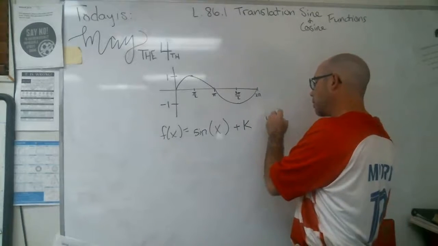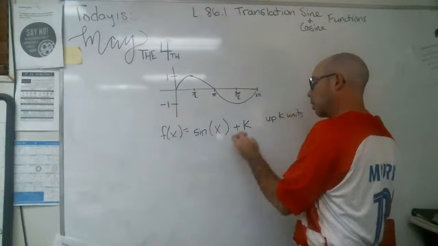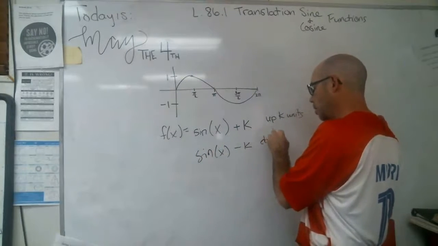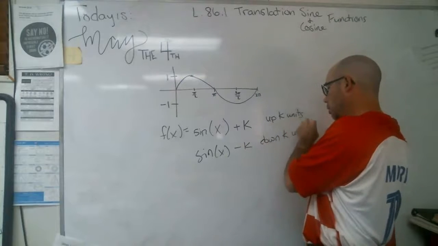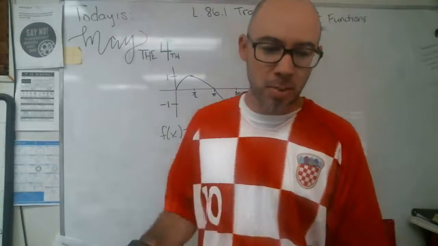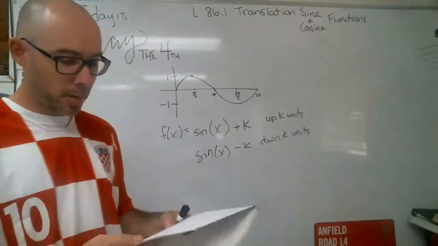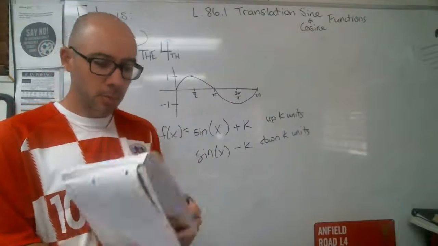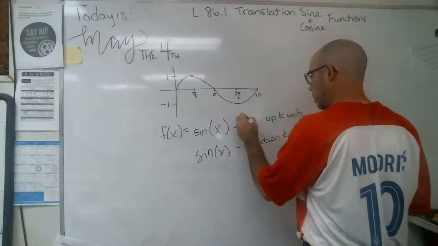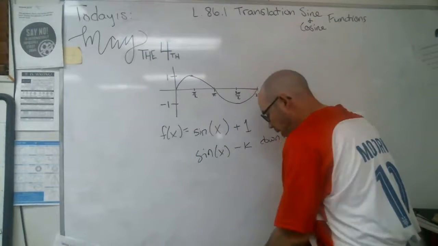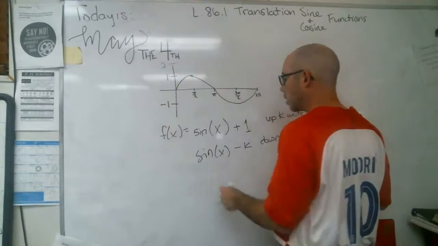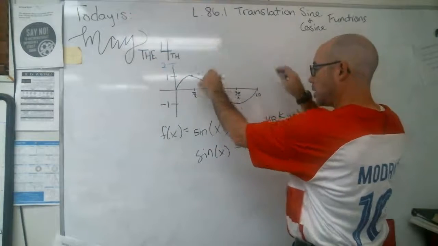Okay, this goes up k units, and then if we had sine of x minus k, then we're talking about going down k units. Very easy to check, right? You forget what happens there, you can type it in and see what happens on your graph. Okay, so let's go ahead and do this. And then I'm going to graph that. And I guess I need to put this to go up to 2, right? Because I'm going to take my whole picture, I'm going to add 1 to every single point.